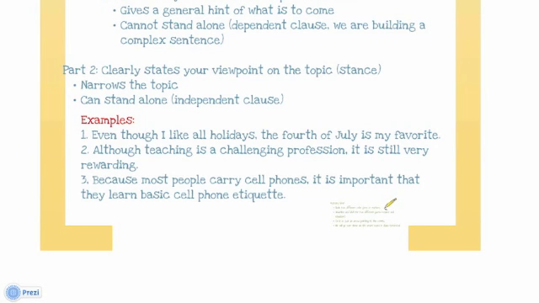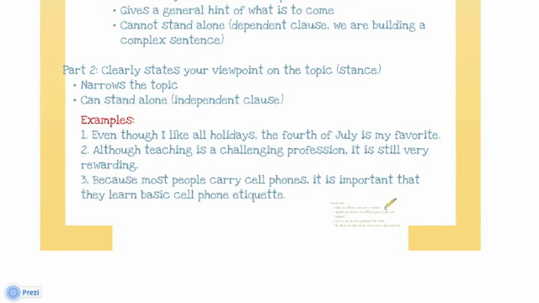So here is an example. Even though I like all holidays, the 4th of July is my favorite. So even though I like all holidays is the first part where you're introducing the topic. The topic is holidays. The last part, the 4th of July is my favorite, that could be a complete sentence.